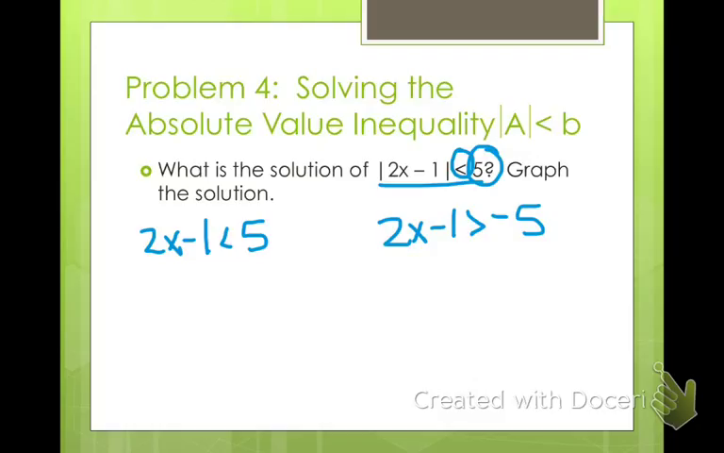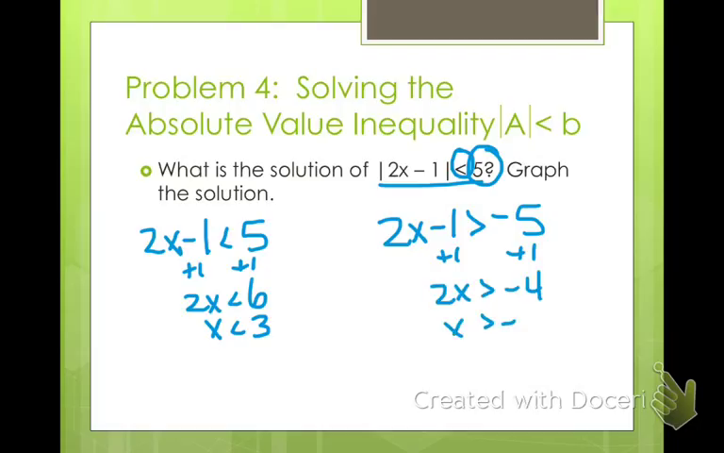And then we're going to solve each one of these individually. So 2x is less than 6. X is less than 3. 2x is greater than negative 4. X is greater than negative 2. Okay, make sure again you are checking both of these answers.